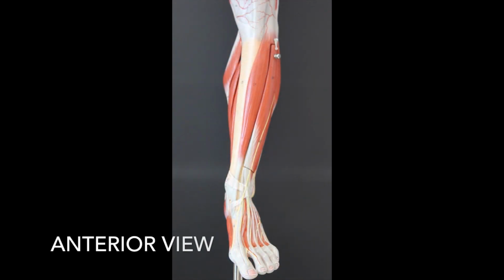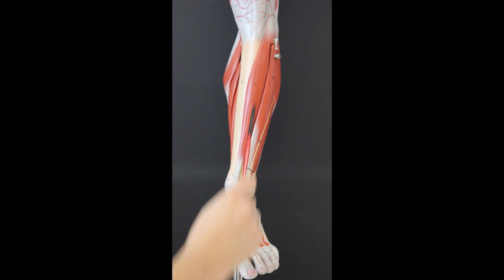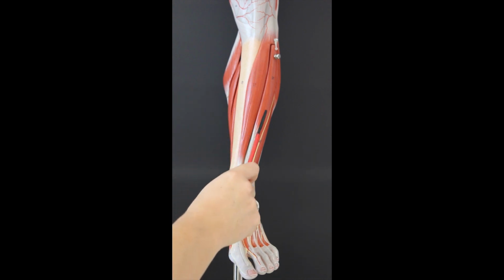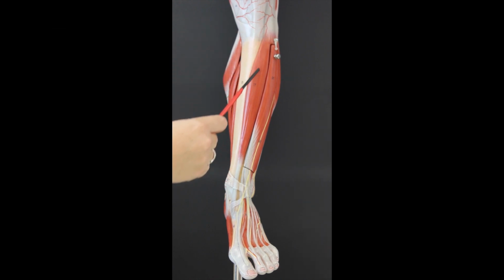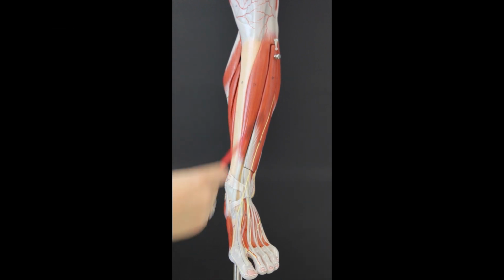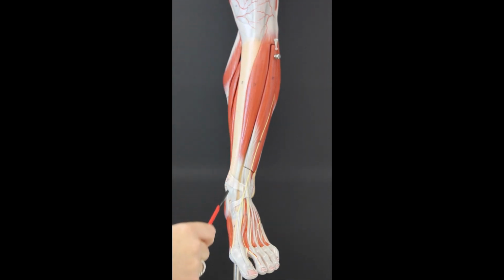This is the anterior aspect of the leg. Here we have the tibia for orientation. In the anterior compartment of the leg, we are looking at tibialis anterior and extensor digitorum longus. The tibialis anterior muscle is located alongside the lateral surface of the tibia. It originates from the lateral surface of the tibia and attaches to the medial cuneiform and the base of metatarsal 1.